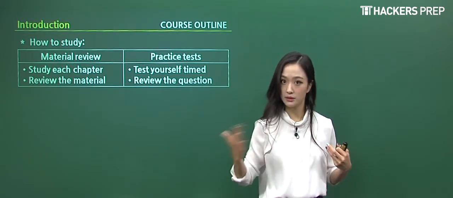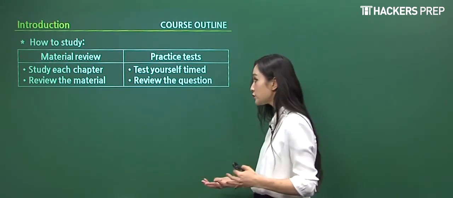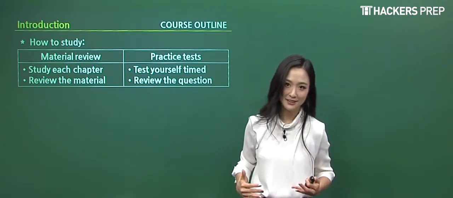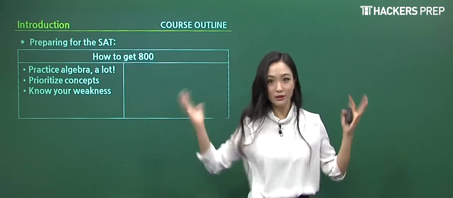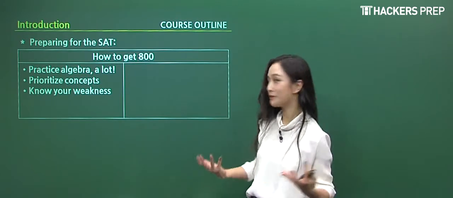and then review the material, and I'll emphasize the key points and how to solve the questions more efficiently, more effectively, and some details and the common mistakes that students make. Okay? So, how do I actually make an 800 pop up as my final score?